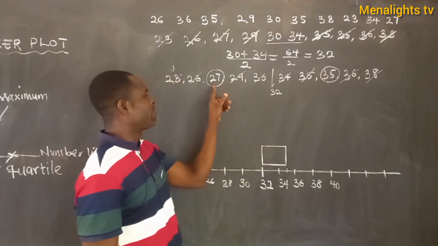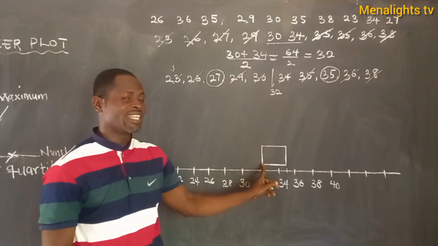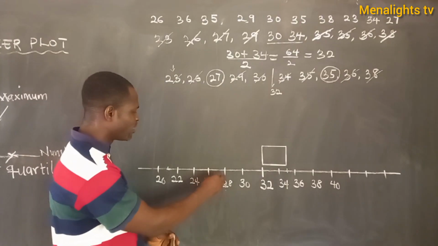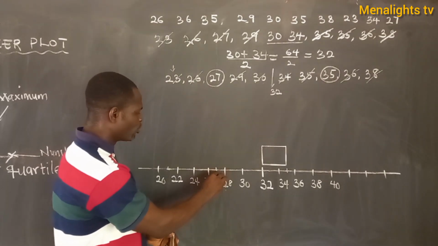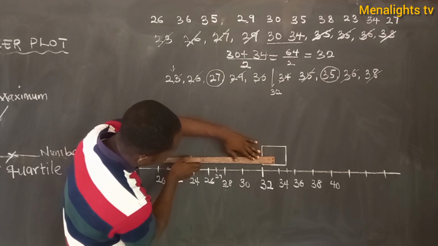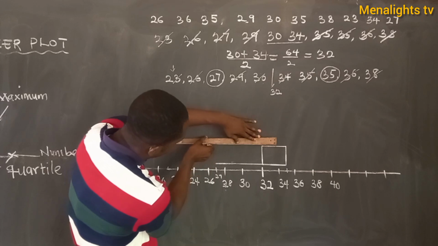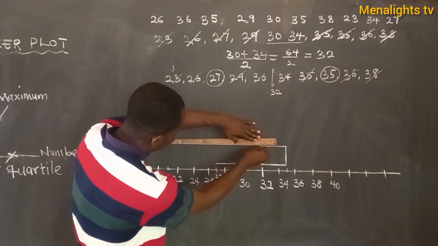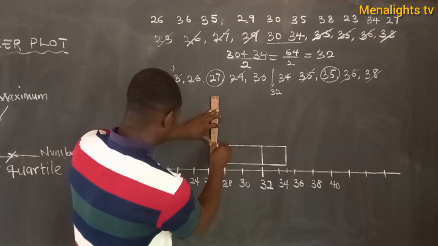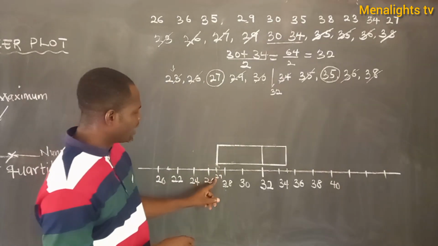Then when you look here, the first quarter is on 27. So the box will start from here, the median, to where you have the 27. 27 is between 26 and 28. So 27 is here, and you start the box from there to where you have our 27. So the box is on the 27 here.